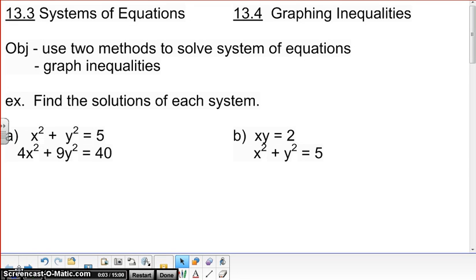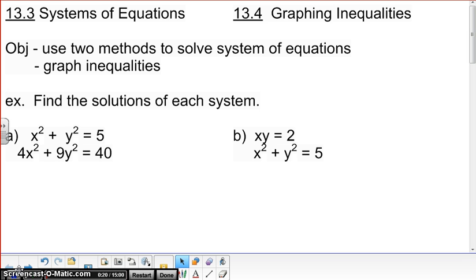Today we're going to talk about two sections, 13.3 and 13.4, systems of equations and graphing inequalities. This should be a little review from what you did last year. So let's go ahead and start with a system here, and let's start with example A.